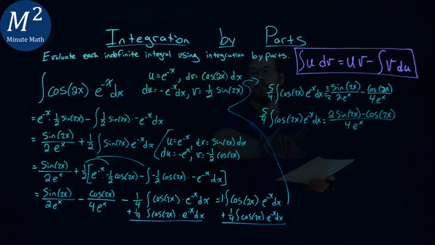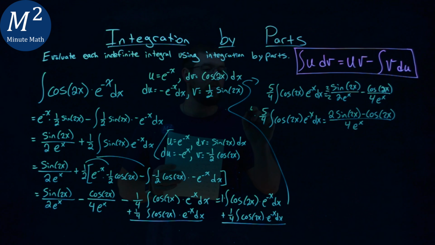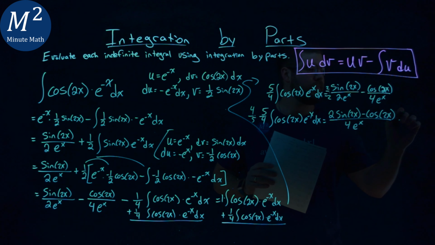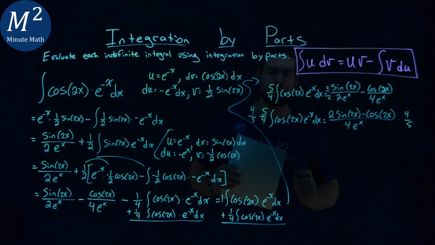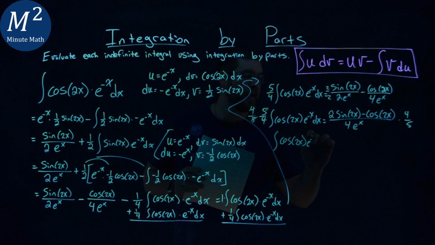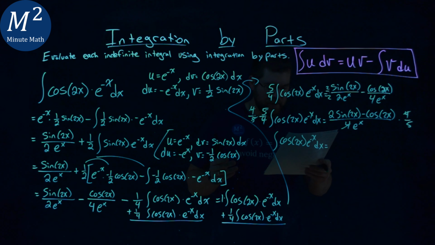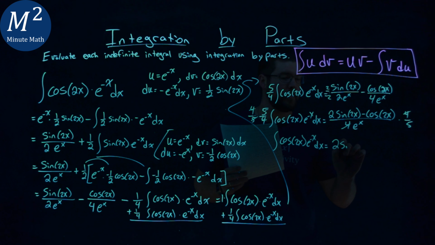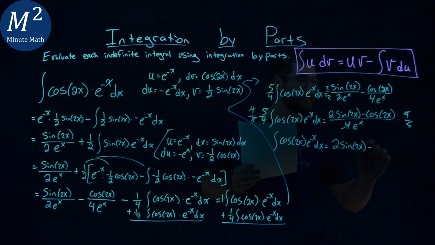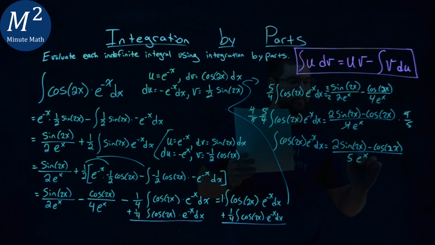But I want to get this original integral by itself. So just multiply both sides by a 4/5 to both sides. And that's why I combined it to be one fraction at this point. So the 4's cancel, 5 cancel. Great. We have our integral of cosine of 2x, e to the negative x here, dx. And that's equal to, well, the 4's cancel. That's great. And we're left with a 2 sine of 2x minus cosine of 2x over 5e to the x power.